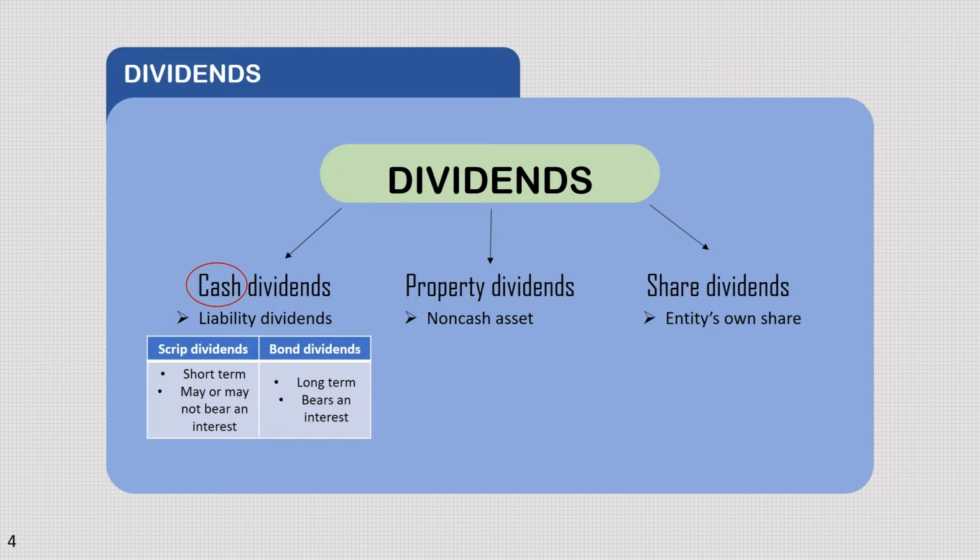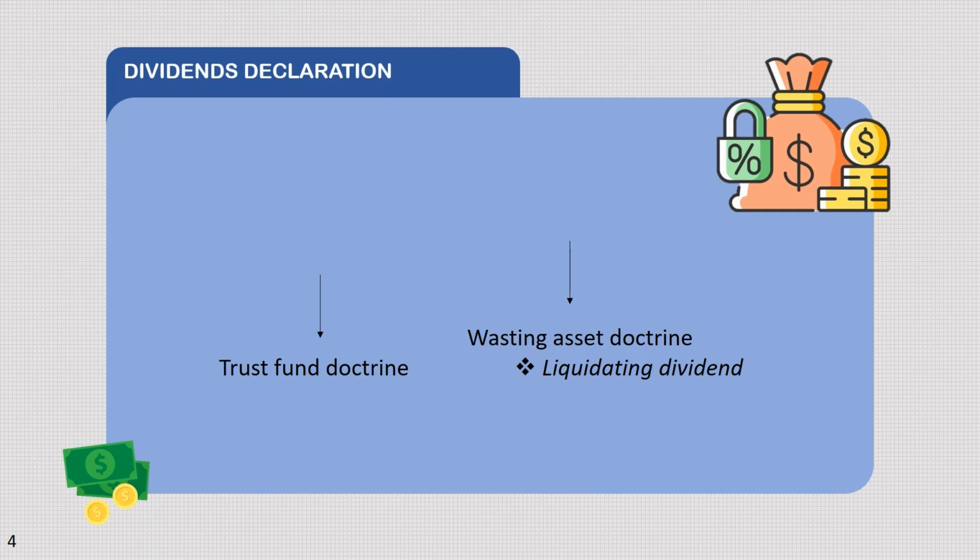Next, property dividends is in the form of non-cash, while the share dividend is in the form of entity's own share. For the declaration of dividends, it is normally declared out of unrestricted earnings in accordance to trust fund doctrine. However, if it is undergoing liquidation, it is permitted to declare out of capital in accordance to wasting asset doctrine, and it is called a liquidating dividends.